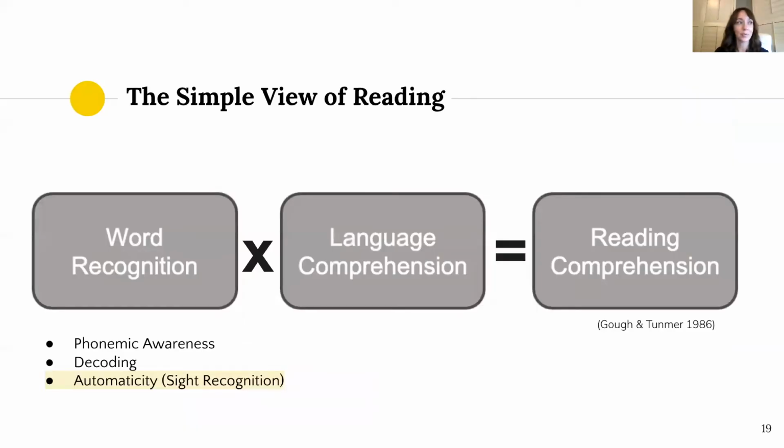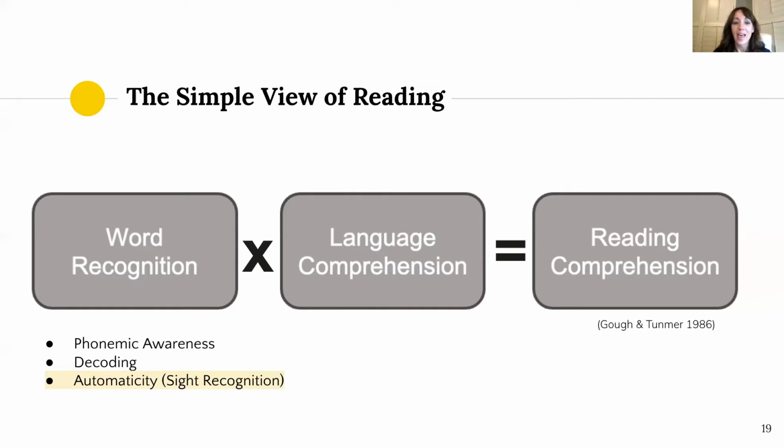So going back to the simple view of reading, we need word recognition. Part of word recognition, yes, is decoding and phonemic awareness. Those two things work together to create this sight recognition, this automaticity. So when we want automaticity of words and word recognition, we need to be utilizing all these things together. Another reason I wanted to come back to this slide is I really want to dive into this word recognition. Notice we're saying sight recognition. We're saying word recognition. We're not saying word identification.